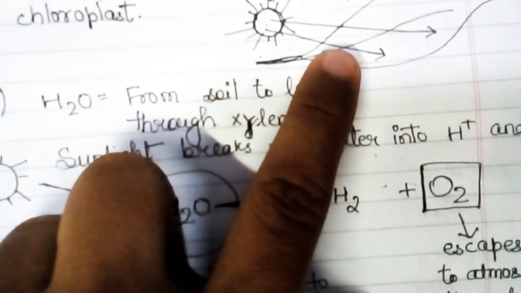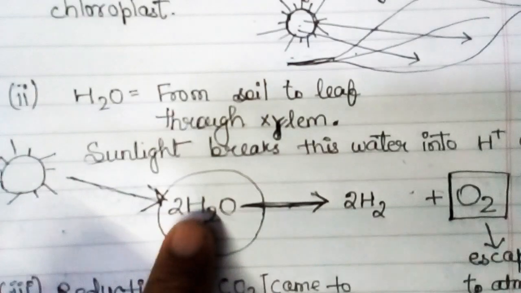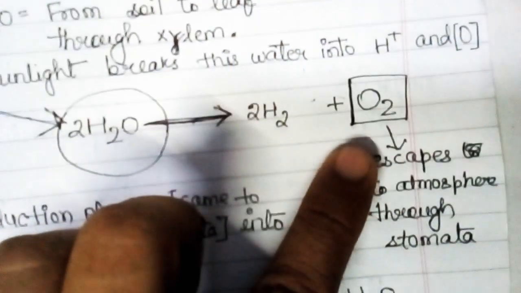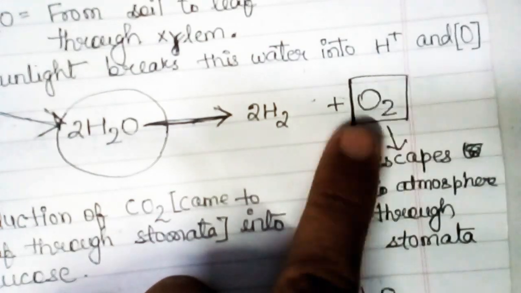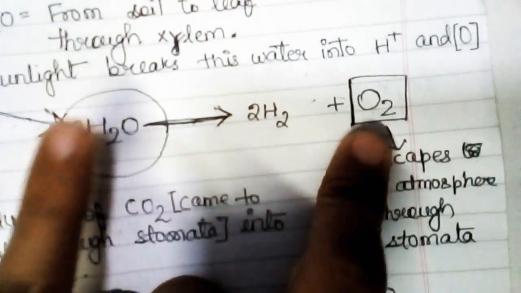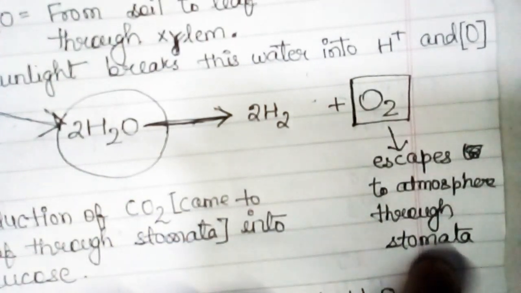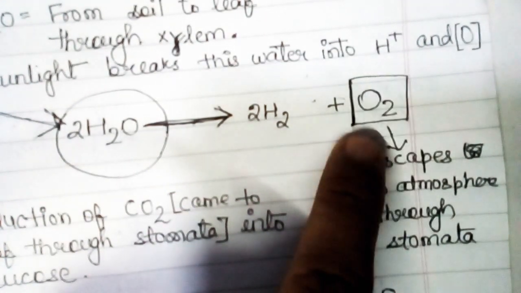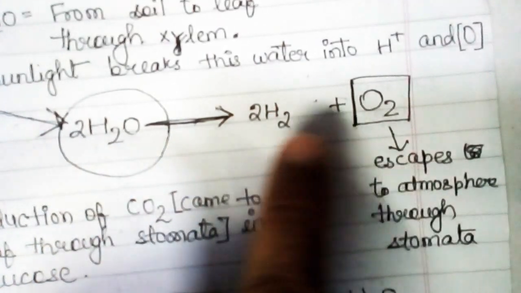Now this sunlight will break the water. See, whatever sunlight is absorbed by the leaf, it goes to water, and water is broken into two components, that is hydrogen molecule and oxygen molecule. As soon as this oxygen molecule is released by the breaking of water, it escapes into the atmosphere through stomata. This is the oxygen which we inhale. That's why we say that we should plant trees, because trees give us oxygen. This is the process of how plants give us oxygen.